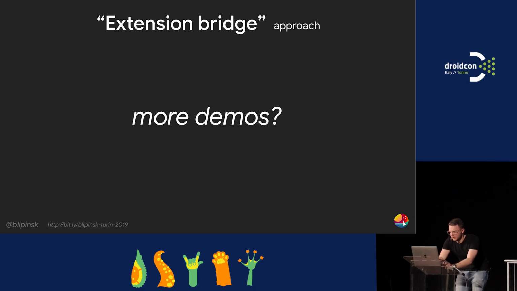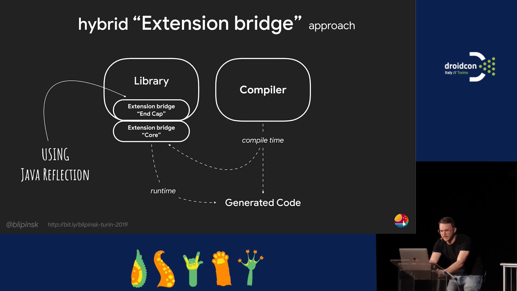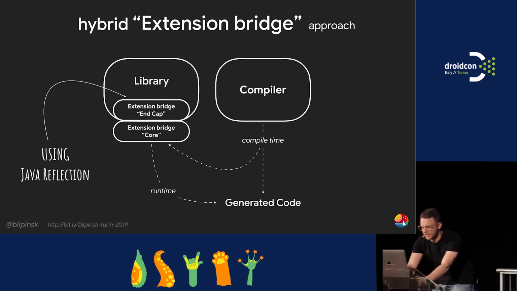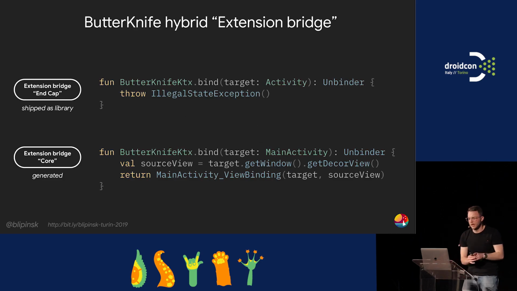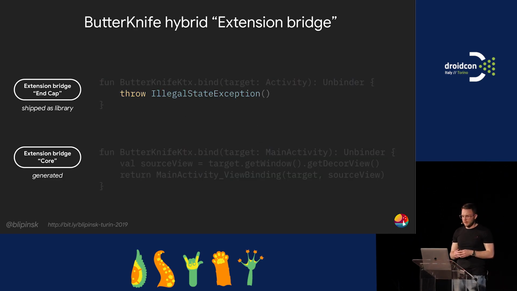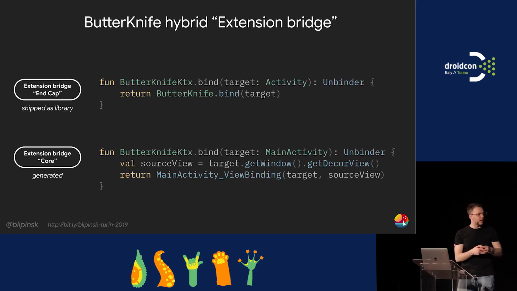Those two things that I mentioned are the main reasons why you should go for something like a hybrid extension bridge approach. So basically, do the exact same thing that I did before, so that we can find the code in runtime, but use Java reflection inside the end cap. Instead of throwing the exception in the end cap, you should have a fallback solution where you just pass the target inside the original Butterknife bind method. That way, if everything goes correctly and you end up referring to the extension function that was generated, you will be creating the view binding class normally without any performance overhead.